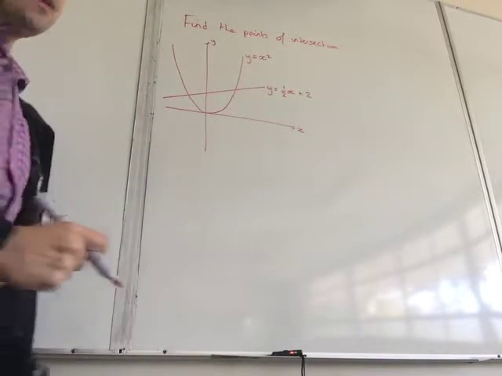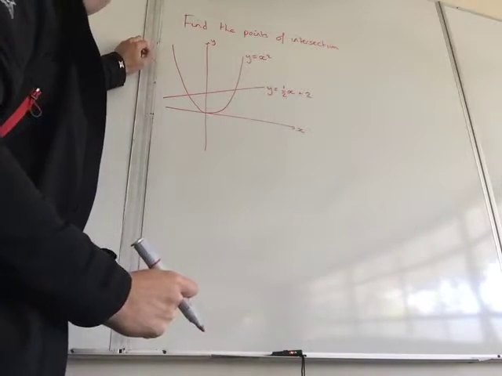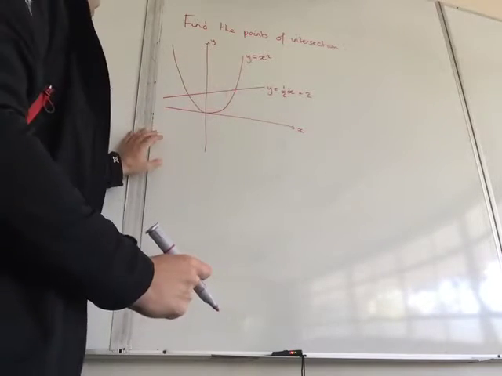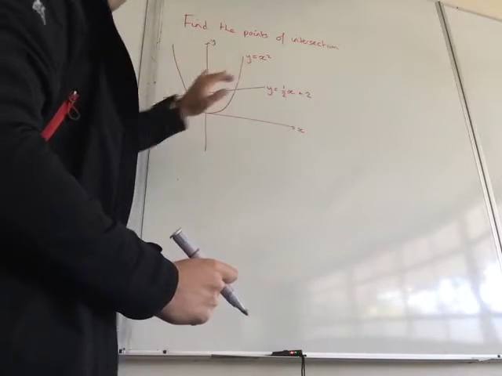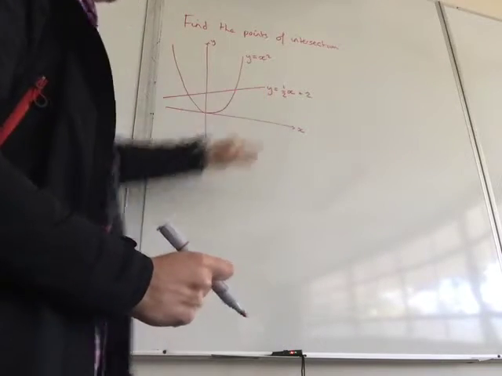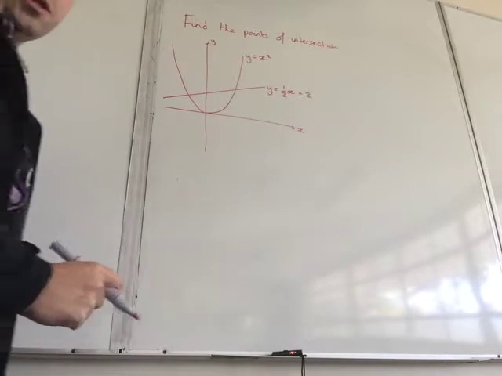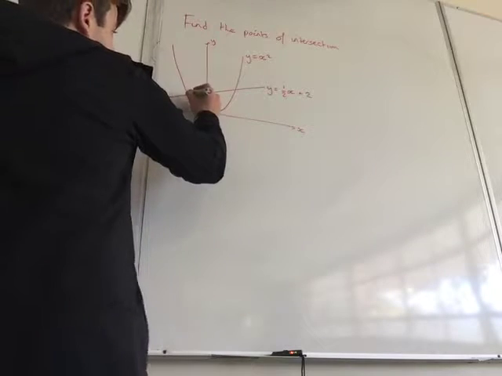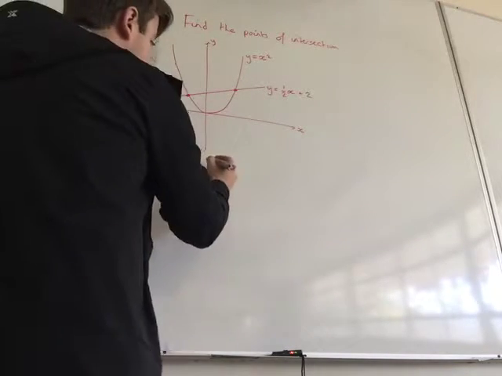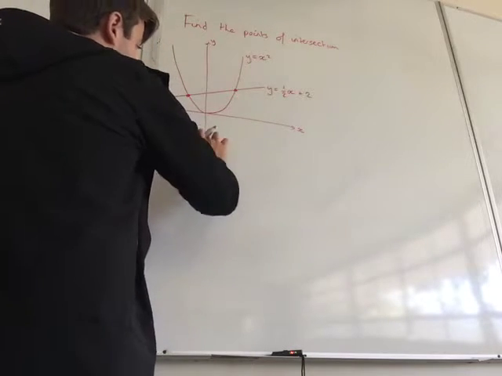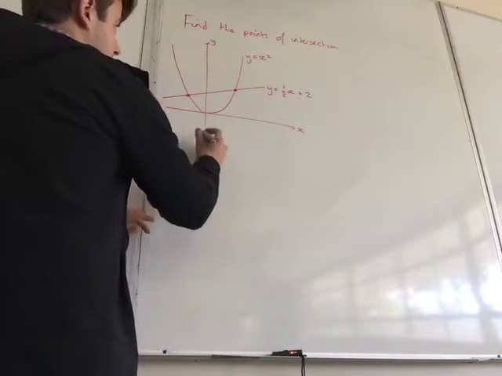Okay, so what we're going to find now are the points of intersection between these two equations, or these two lines. First, we have a parabola, y equals x squared, and the second line is a linear equation, y equals half x plus 2. To find the points of intersection, which are the points at which the graphs cross, we need to solve the equations simultaneously.